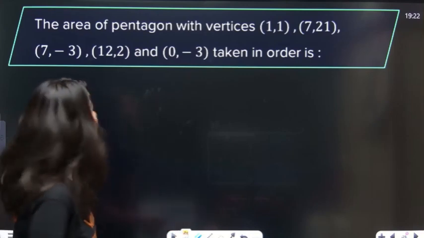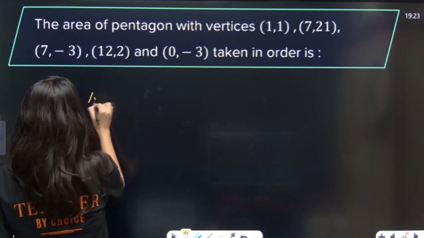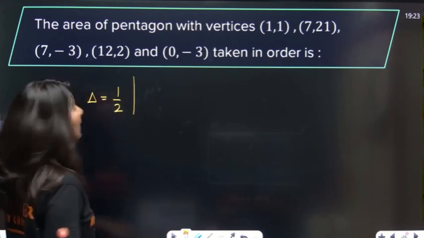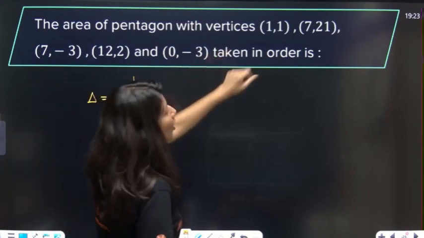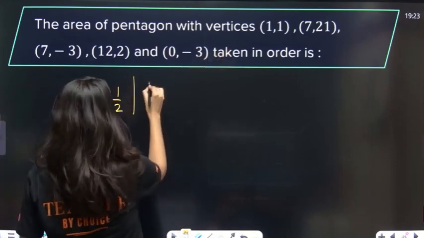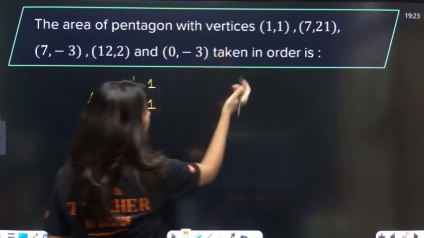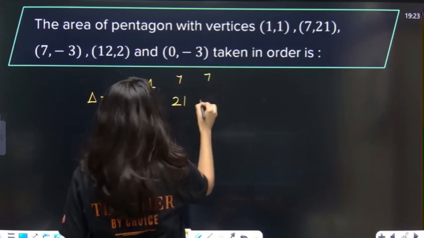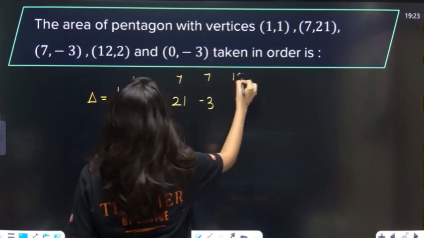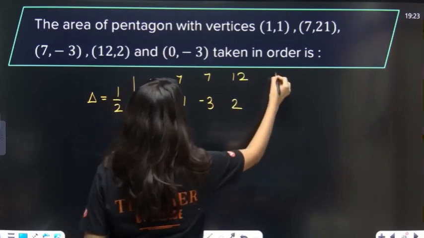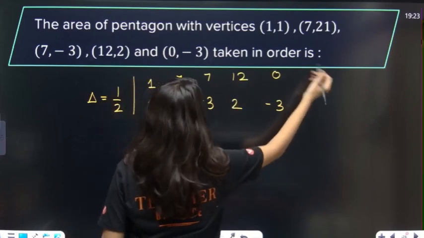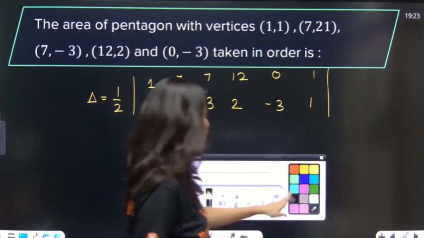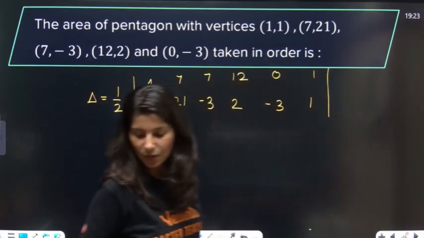Now you know the formula. Area of pentagon, okay? Apply the formula, half. Then we are having 1, 1, so x1, y1. The next point is 7, 21. The next point is 7, minus 3. Next to that is 12, 2. Then this is 0, minus 3. And last 1, 1. And then your determinant sign gets closed.